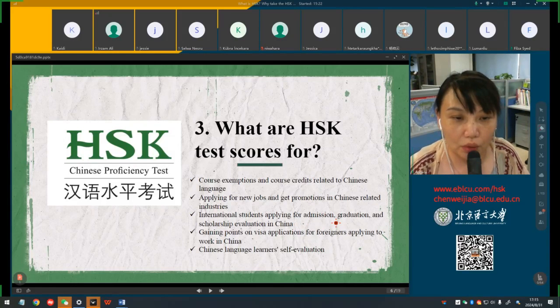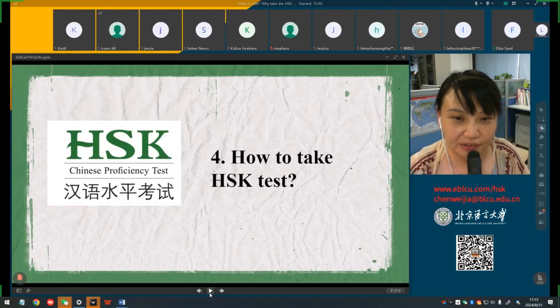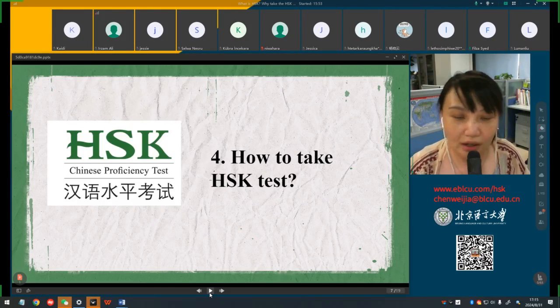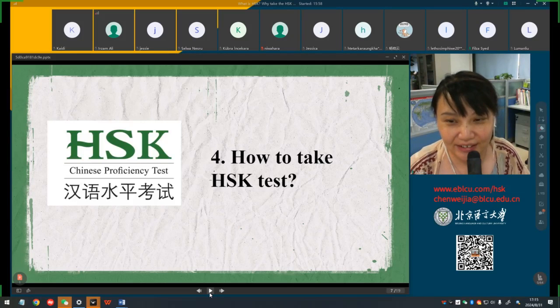And of course, if you want to apply for a scholarship from the Chinese government or from a Chinese university, usually it requires an HSK level. Also, for gaining points on visa applications for foreigners applying to work in China, HSK is also very useful. So that is what the test scores are for. Then we come to the next question, how to take the HSK test.